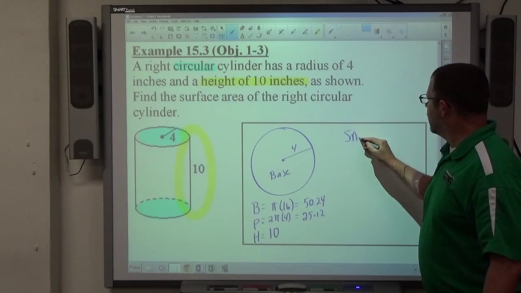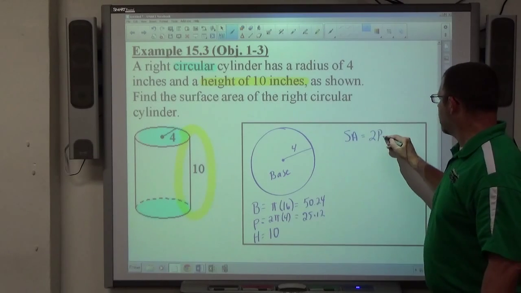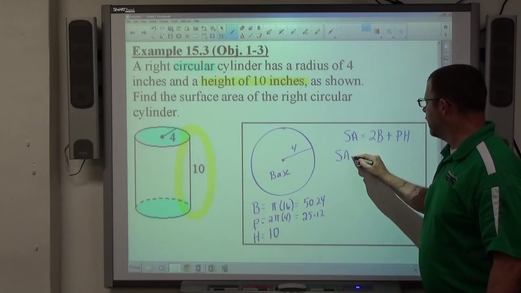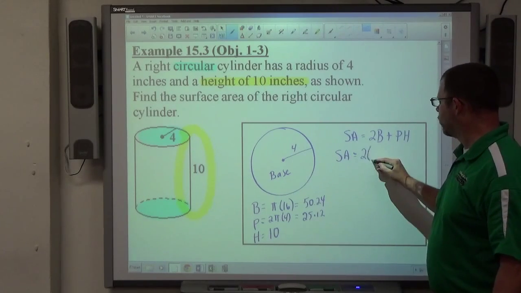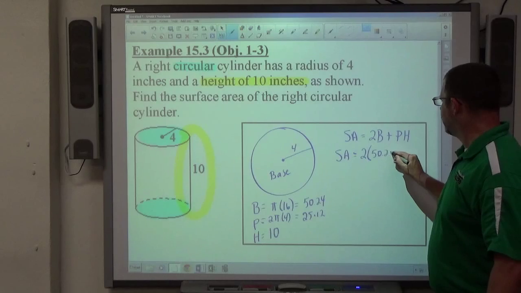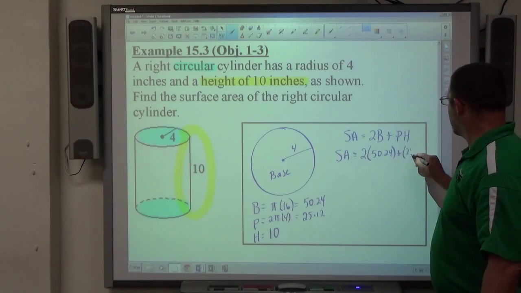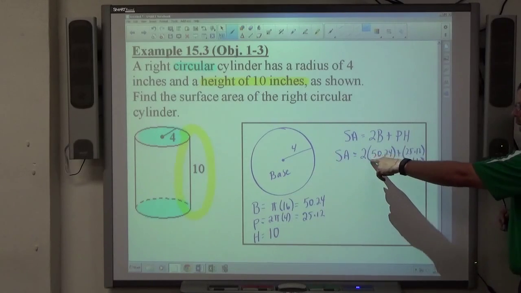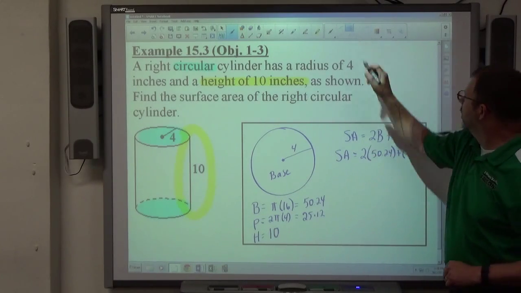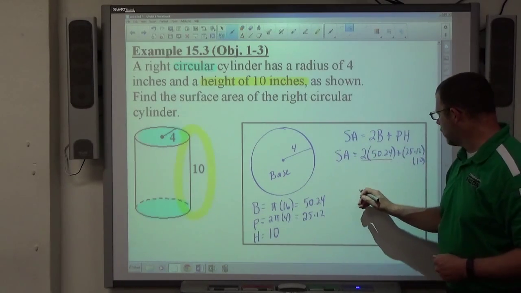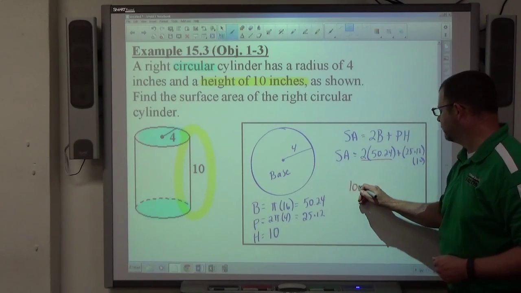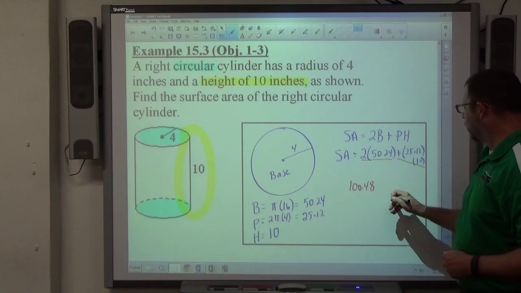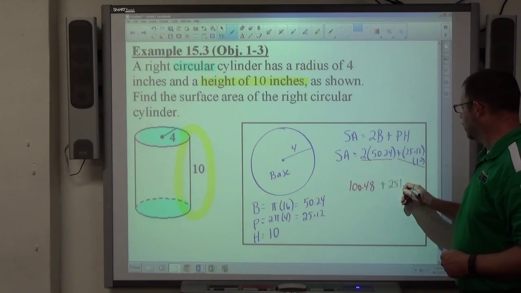Surface area formula is always and has been and always will be 2B plus PH. So we get surface area equals the magical 2 that's just part of the formula times 50.24 plus 25.12 times 10. Products first. 2 times 50.24 is 100.48. 25.12 times 10 makes 251.2.